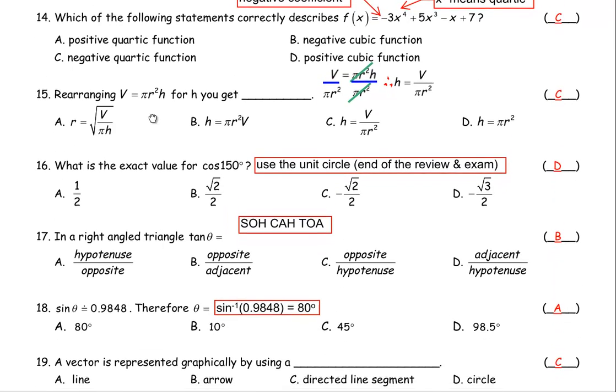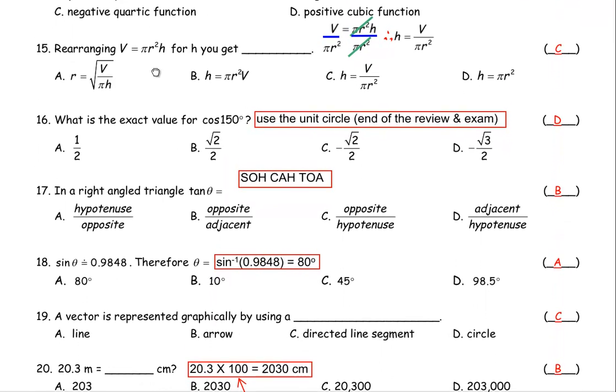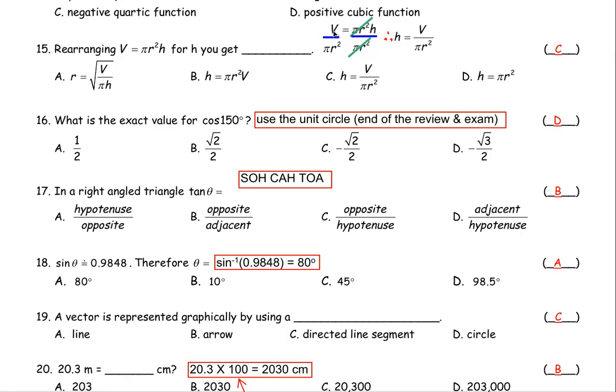For number 15, we're asked to rearrange v equals pi r squared h for h. So I would write v equals pi r squared h. And the pi and the r squared and the h are all three things multiplied together. I want to get the h alone, so that's why I would divide both sides by pi r squared, so that these pi r squareds divide out. And on the right side, I have only h now, so that's why h would equal this, the v over pi r squared. So C is the correct answer for number 15.